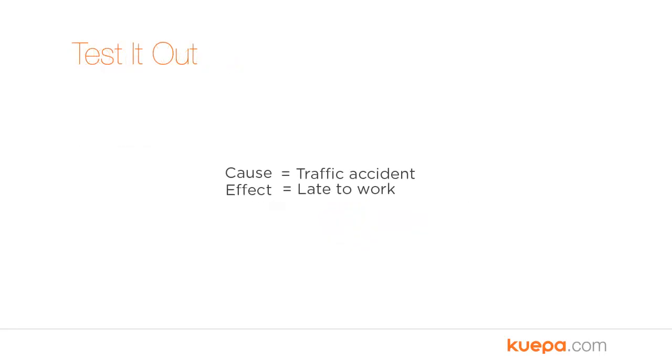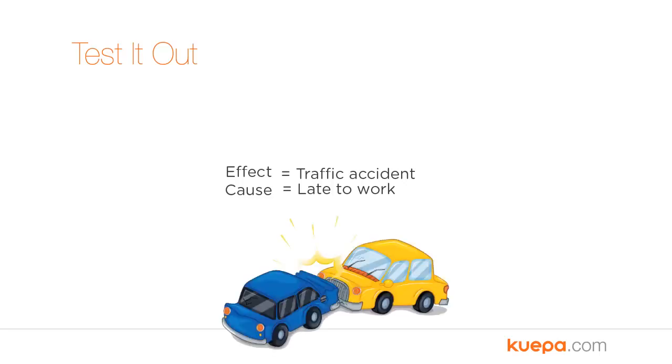Now, imagine for a second that we tried switching the cause and effect in this example. Pretend that being late to work was a cause and the traffic accident was an effect. Does that make sense? Unless you showing up late to work somehow made the traffic bad, which isn't likely, it doesn't make sense at all. This is a good method for thinking through some of the tougher cause and effect questions on the exam. Always ask yourself, does this make sense?